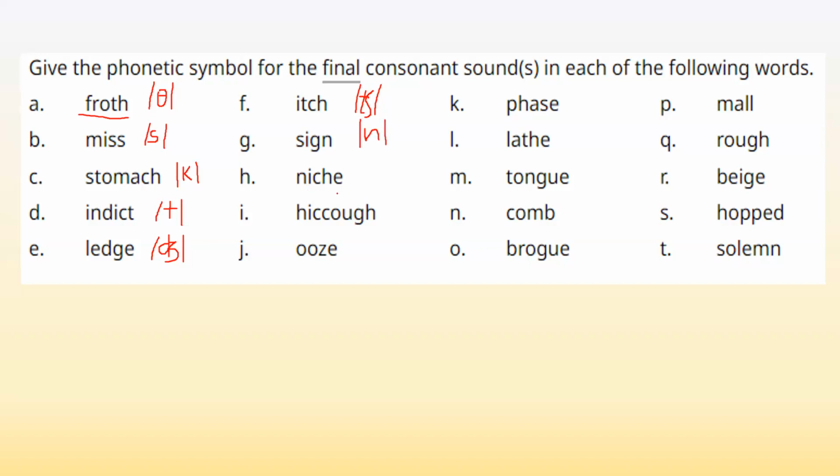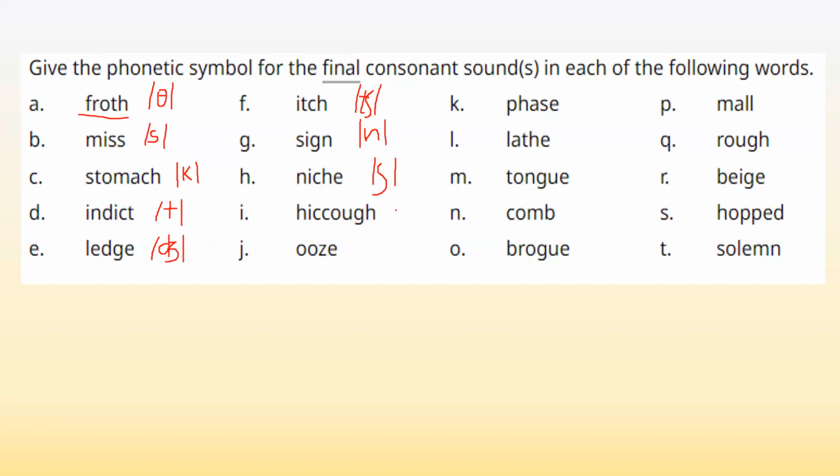And what about this one? This is pronounced as niche, and the final sound is a vowel sound. But you need to find out the final consonant sound. So the final consonant is sh. The word is pronounced as niche, right?